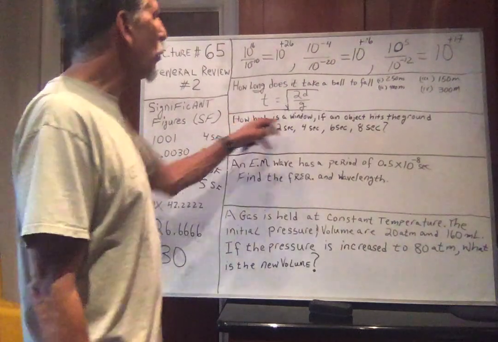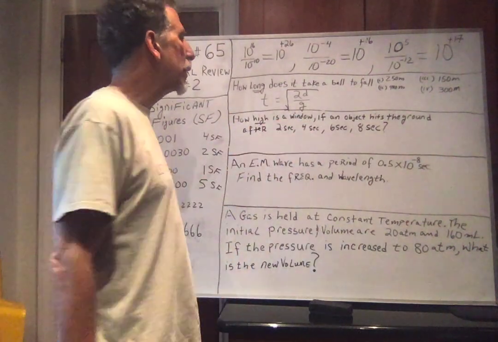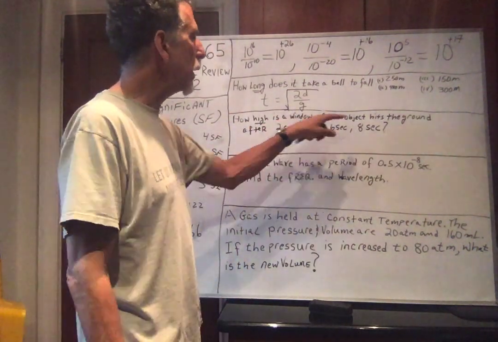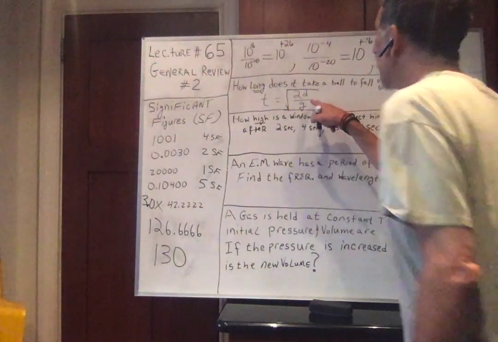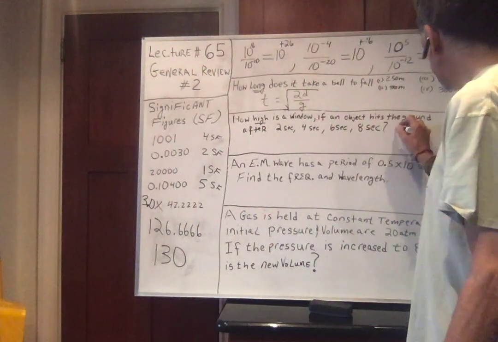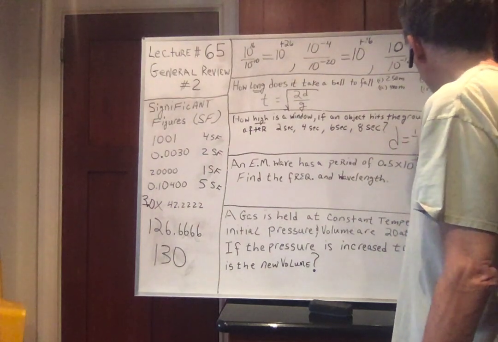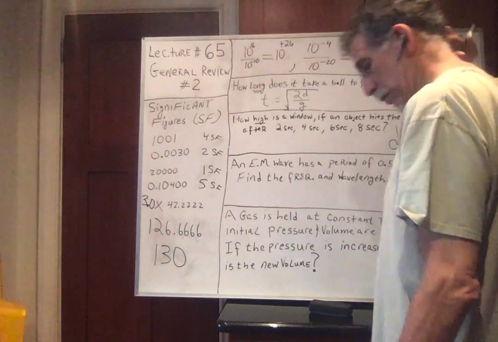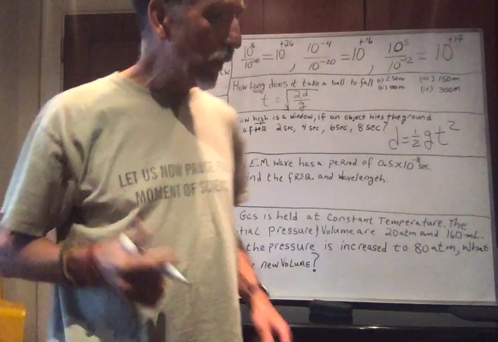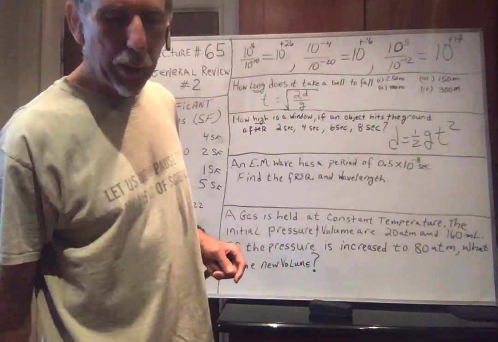All right. How high is a window if an object hits the ground after 2 seconds, 4 seconds, and so on? Well, here we're solving this for D. So D, if you remember, is 1/2 G T squared. Okay, once again, G is 10. So we got to be able to do this in our heads.